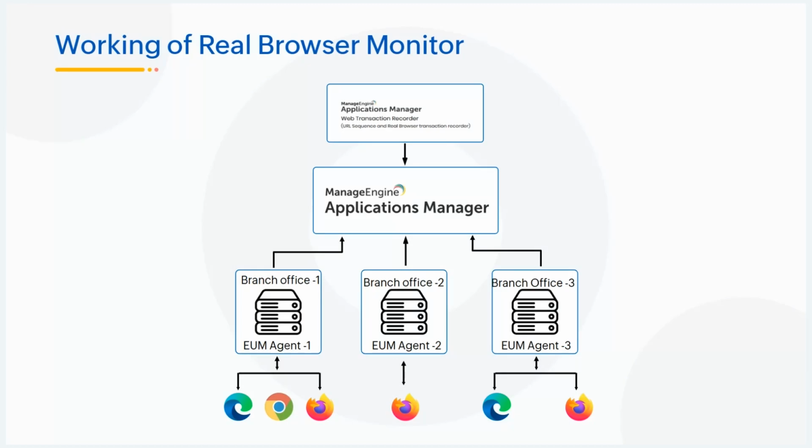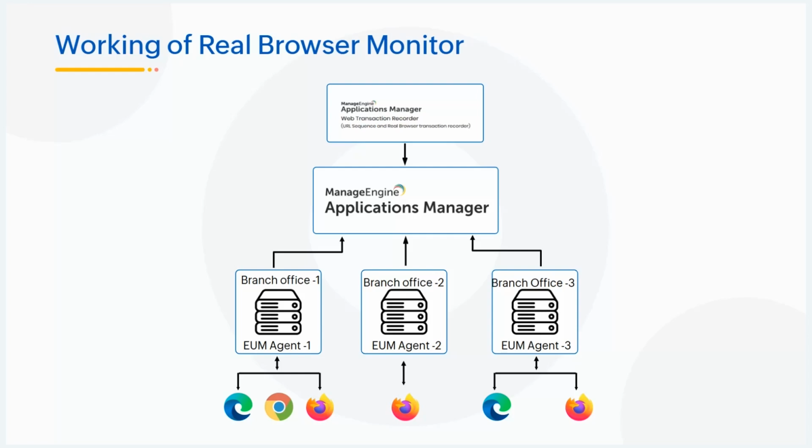For example, if you are hosting an event at your office and have created a registration form, it is important that employees from all the branch offices can register without any issues. To test this critical workflow, you can use Applications Manager's real browser monitoring. First, you need to install an end user monitoring agent in all of your branch offices. Next, you can record the process of filling out and submitting the registration form from your main office. The same transaction will be executed in your branch offices with the help of these agents. They will send the data back to Applications Manager. This setup allows you to verify the workflow operates smoothly and error free across all locations.